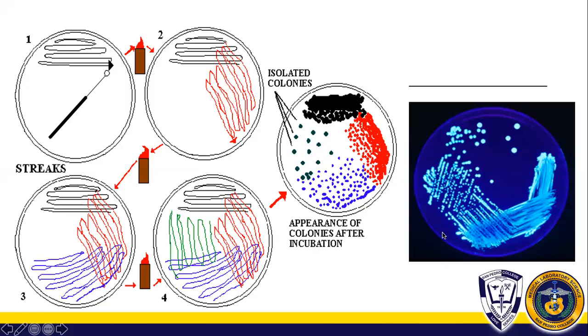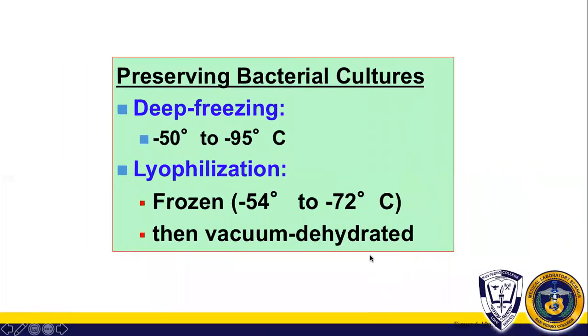So that's how we streak on plated media. Finally, preserving bacterial cultures. If you need to preserve your bacterial cultures, you can deep freeze them at -50 to -95 degrees Celsius, or lyophilize them by freezing them first at -45 to -72 degrees Celsius, and then vacuum dehydrate them.